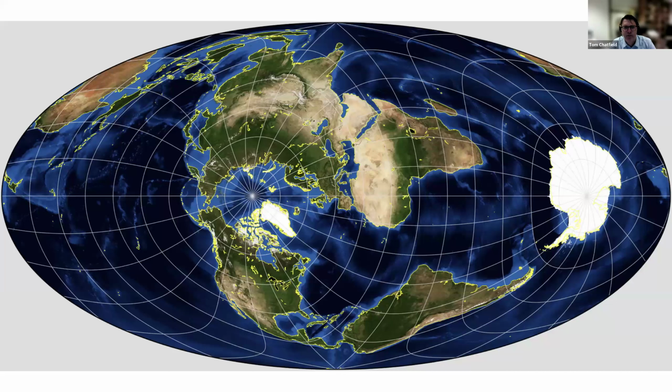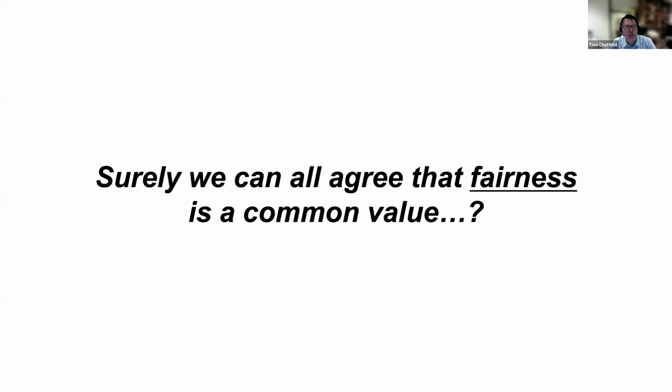So for the last exercise, I want to invite you to do one simple exercise. Surely we can all agree that fairness is a common value. It's good, right? Companies have it. We want to be fair. We want AI to be fair. Being fair is good, being unfair is bad. However, what are we talking about when we talk about fairness? Are we all talking about the same thing? How many different kinds of fairness are there?